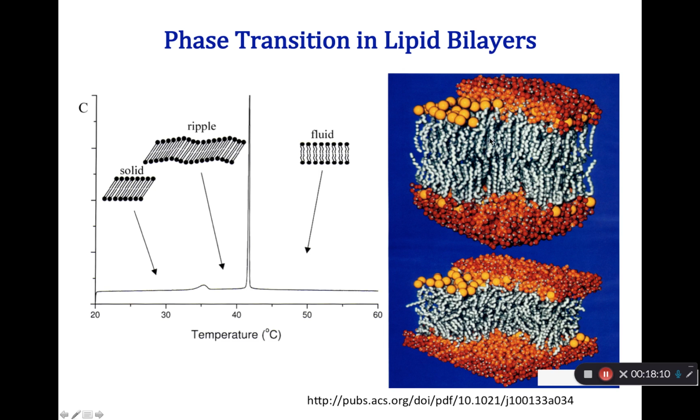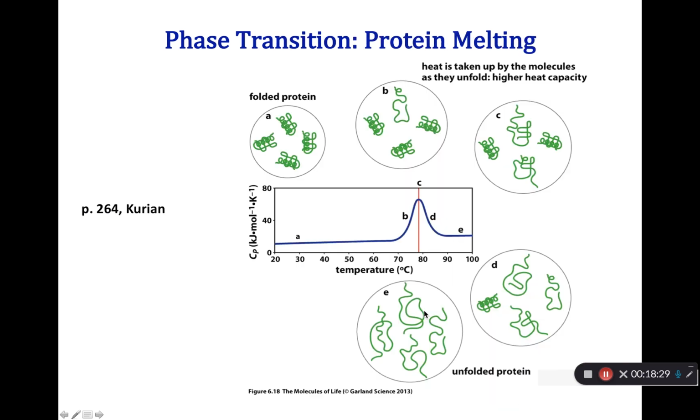On the right hand side are simulation snapshots of what a gel-like phase looks like and what a fluid-like phase looks like. In the fluid phase, the lipid tails are very disordered. In the gel phase, the lipid tails are highly ordered. And in this plot, of course, we are plotting the heat capacity versus temperature.